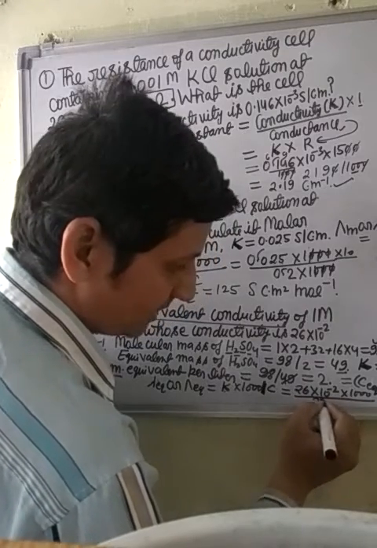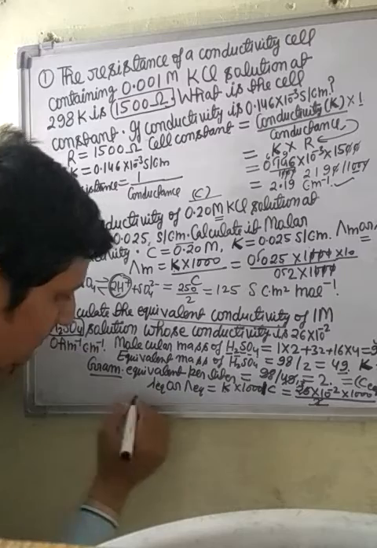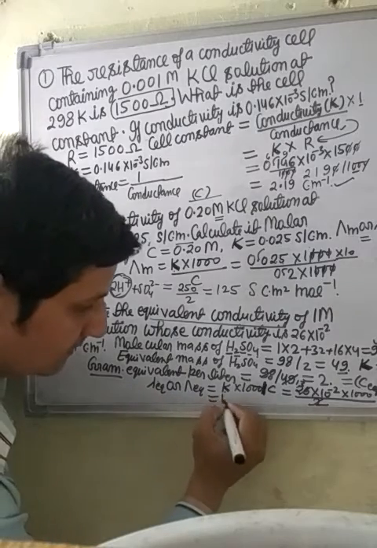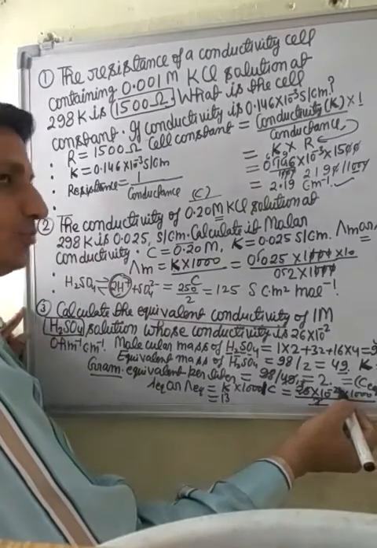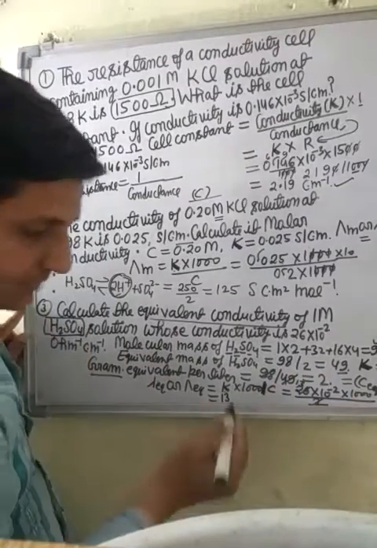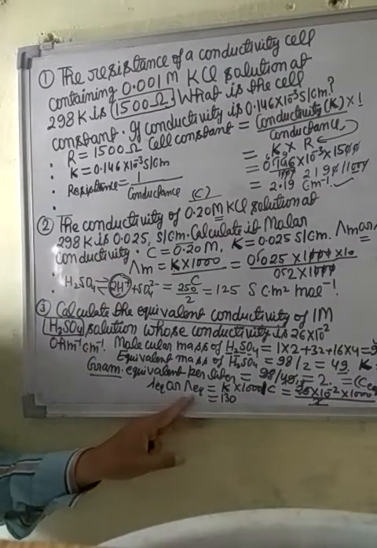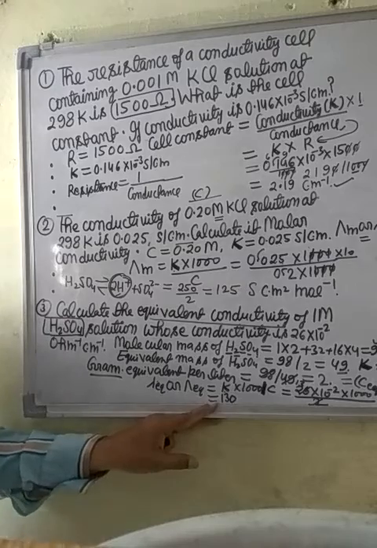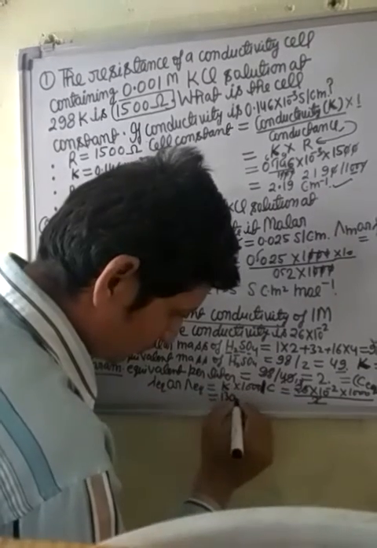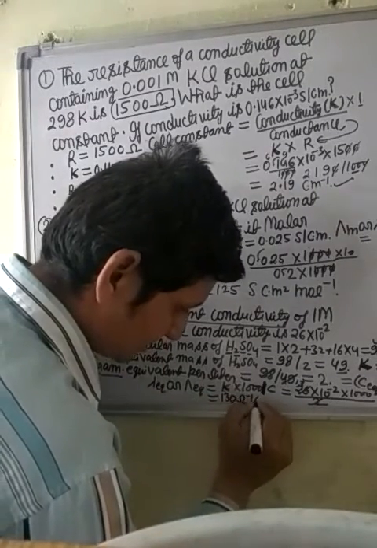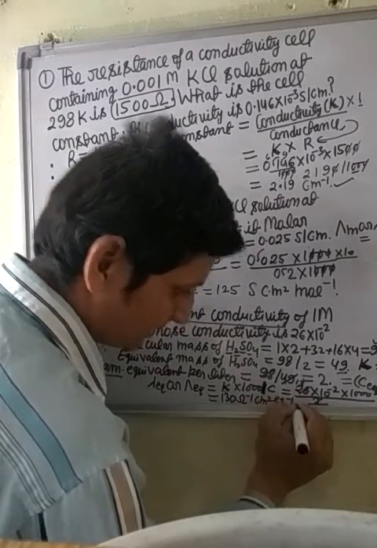When we divide it by 2, then we get 2 1 ja 2, 2 3 ja 6. Finally we get 13 and 10 to the power 3 minus 10 to the power 2. When we solve it, we get 130. So lambda EQ, equivalent conductivity, is 130 and unit of it is ohm inverse centimeter square equivalent inverse.